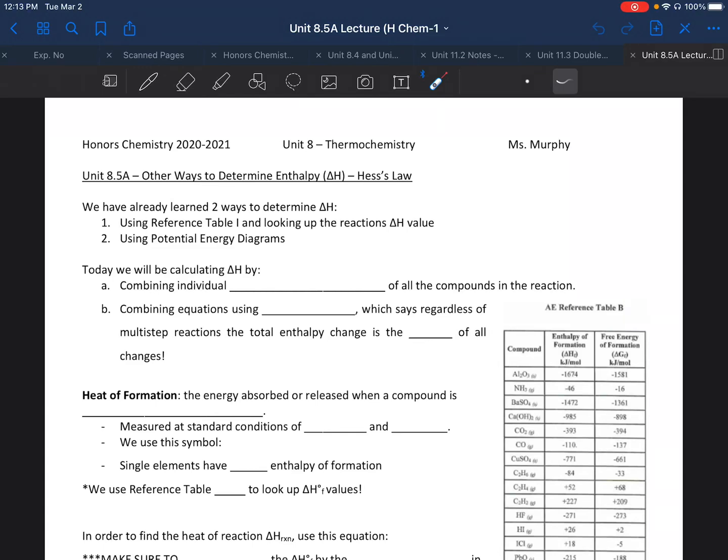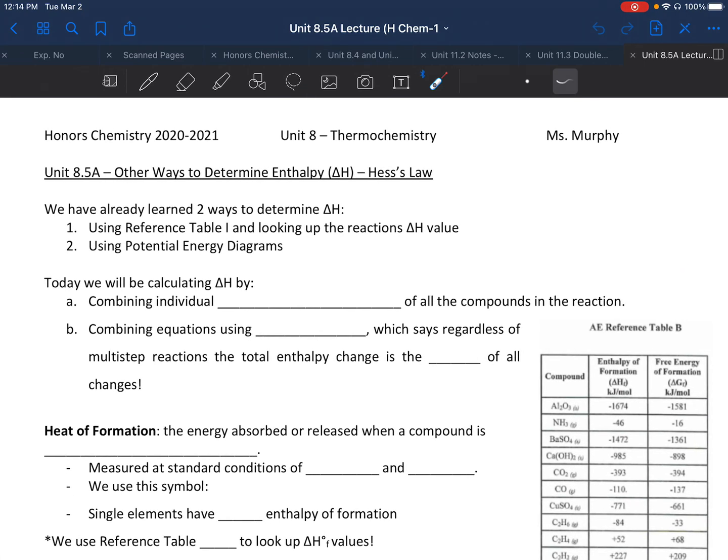So in today's lecture, we're going to talk about other ways to determine our enthalpy, heat of reaction, or delta H. These are three different ways we've referred to it. We've already learned two ways to do so. One, using reference table I, where we just look up a reaction and read its delta H off the table. And also we can use potential energy diagrams to look at the difference between the energy it took to break the bonds and the energy that was released when you formed the new ones.